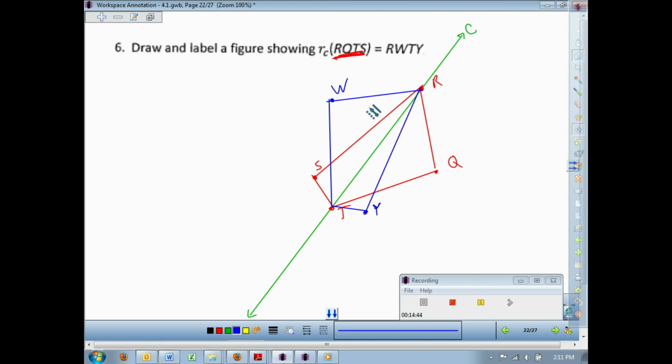And there we go. I have drawn a figure that shows the reflection of RQTS over line C is RWTY.